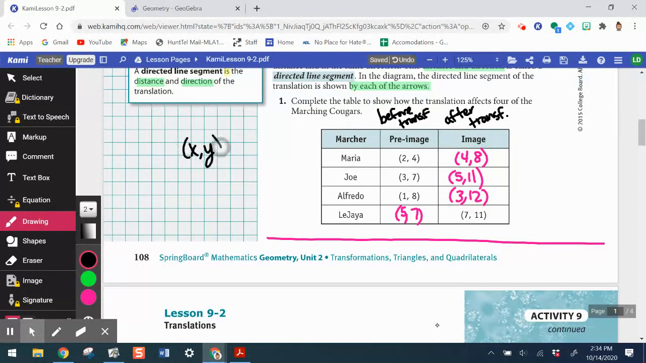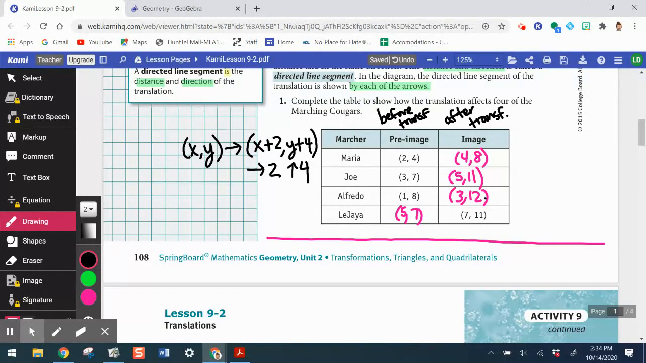So if the function really was every point goes to x plus 2, y plus 4, we're simply adding 2 to all of our x's and adding 4 to all of our y's, which again tells us that it's going to the right 2 and up 4. So Maria went from 2, 4 to 4, 8. Joe went from 3, 7 to 5, 11. Alfredo went from 1, 8 to 3, 12.